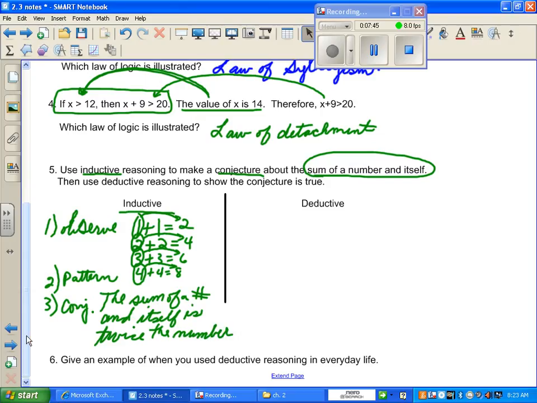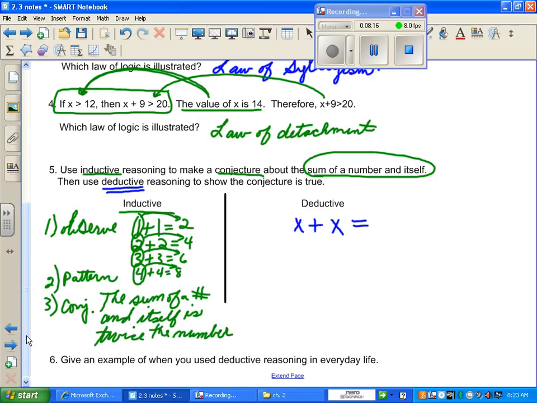Okay, I'm going to move over and work on this. I'm going to use deductive reasoning to show that my conjecture is true. So I've got to use facts now. Well, here's my number, the sum of the number and itself. So now I'm doing general terms. Instead of 1 plus 1 being 2, I'm going to say an x plus an x, because x is representing any number. So I'm doing this as a general case.